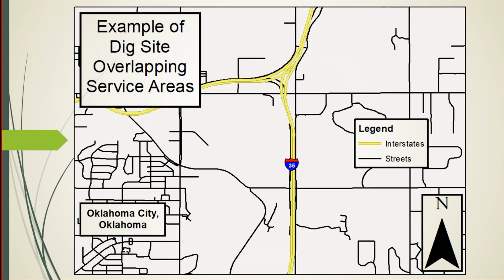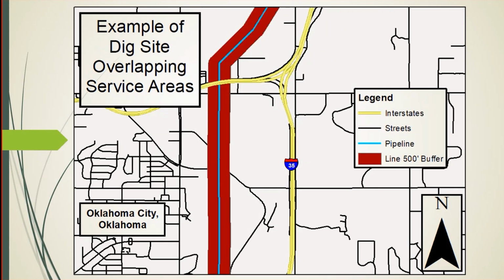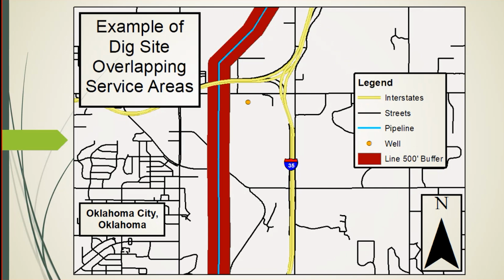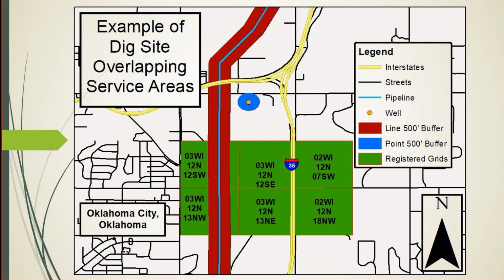But how is that mapping information used to notify facility operators? Well, we got a nice little visualization here to see that in action. So here we have, say, company A. They have a pipeline running through here. It's a center line. They apply a 500-foot buffer to that line to create their service area. Here is a well for, say, company B. Same thing. They apply a 500-foot buffer around that point to create their service area. And then we have company C, who is registered via grids or boundaries. They're just covering an area rather than using a center line or point. So there's no buffer applied to that.